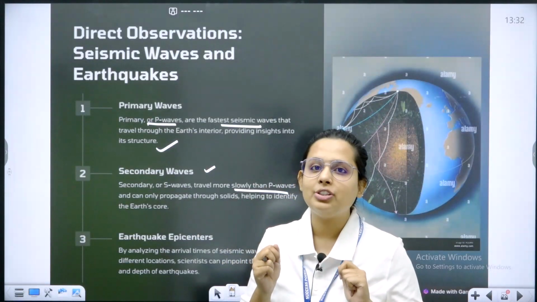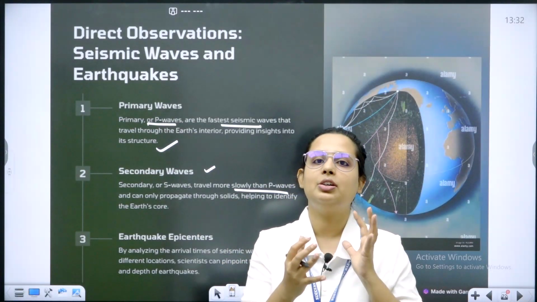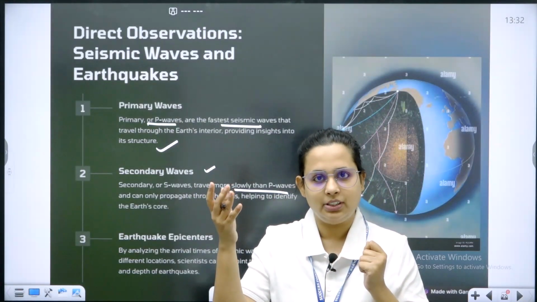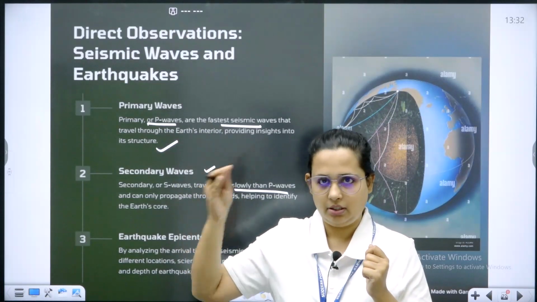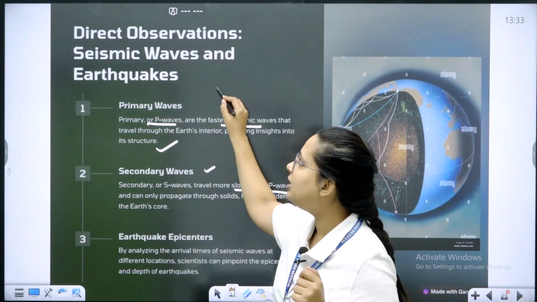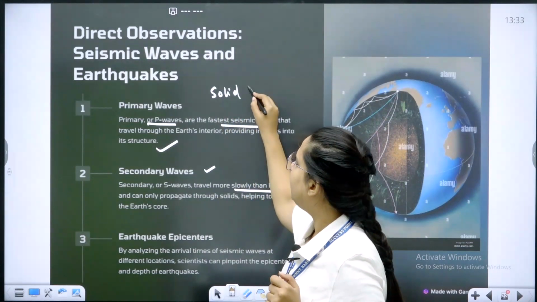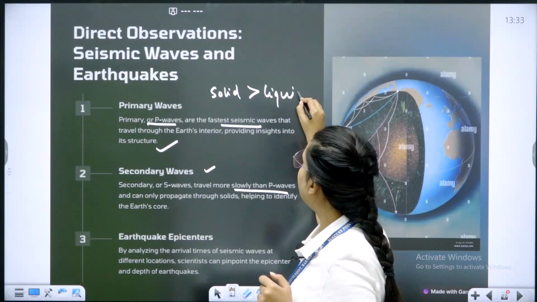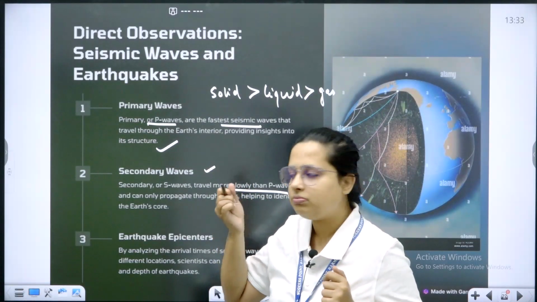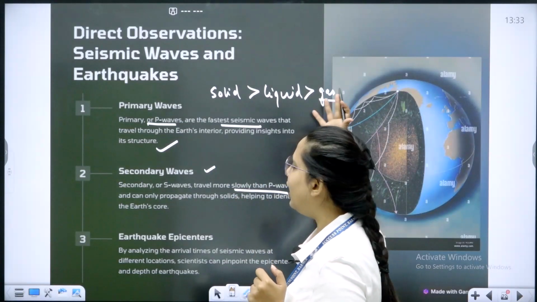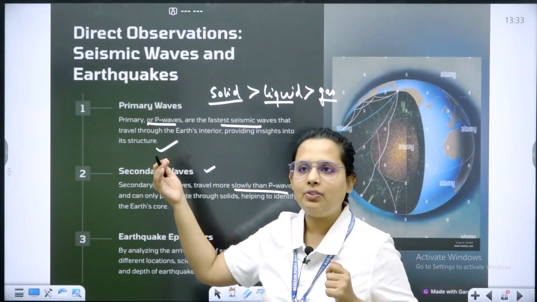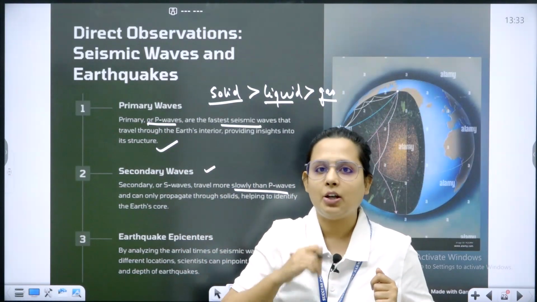Another characteristic of a sound wave is that its speed is more in solid than in liquid, and it goes on further for gases. So the highest speed of a sound wave is in a solid medium, and then in liquid, and then in gaseous. In the interior of the Earth, we don't have any gaseous component. What we have is solid and liquid. So primary waves travel swiftly in solid, then in liquid.